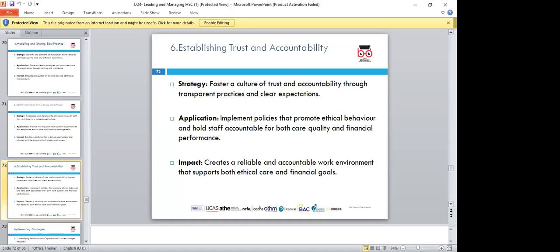Once you're able to identify areas of improvement and you put them into trainings and workshops on best practices, then you can hold them accountable when they decide not to practice those things that they have been trained for. The impact is that it creates a reliable and accountable work environment that supports both ethical care and financial goals.